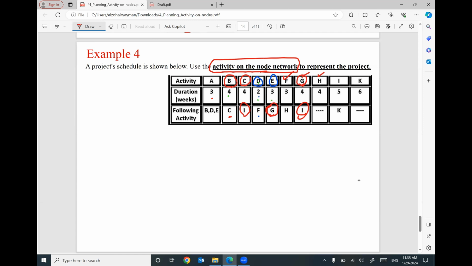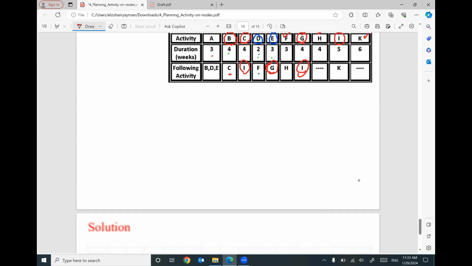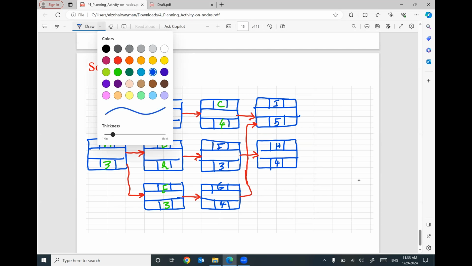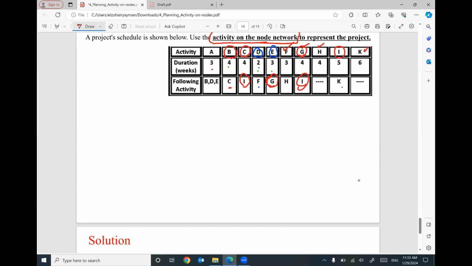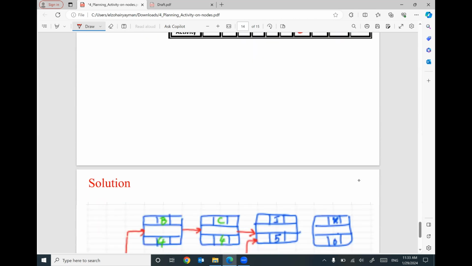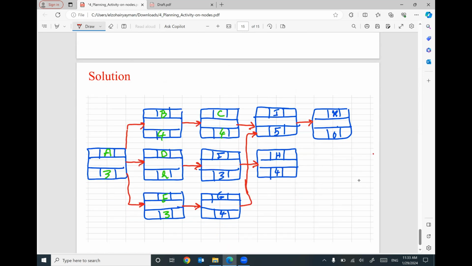For H, we don't have any following. For I, we have a following K. So after I, we have here K with the duration equal 6, and K is the following for I. For H, we don't have any following. For K, we don't have any following. So it looks like H and K are the end. So I can put here a node called N for H and K. So H and K are the last two activities in the project.